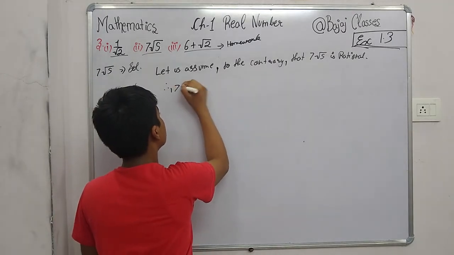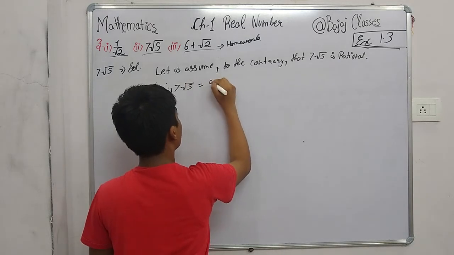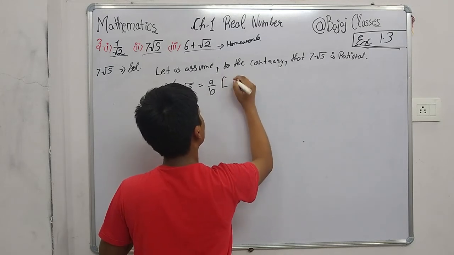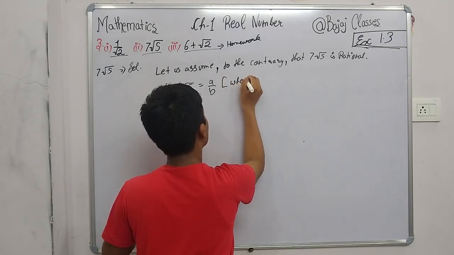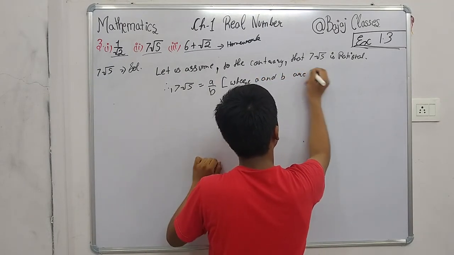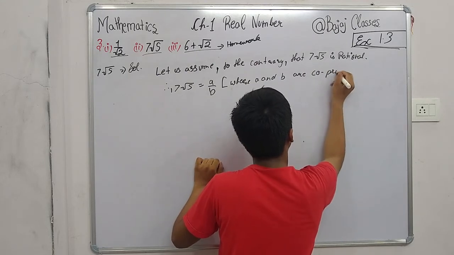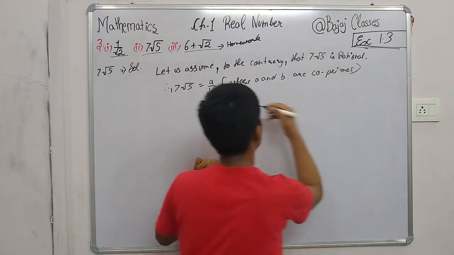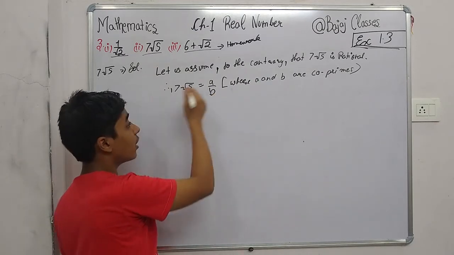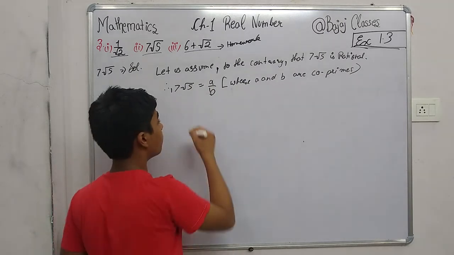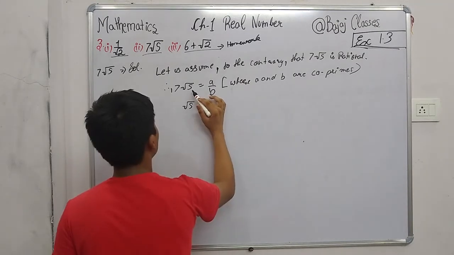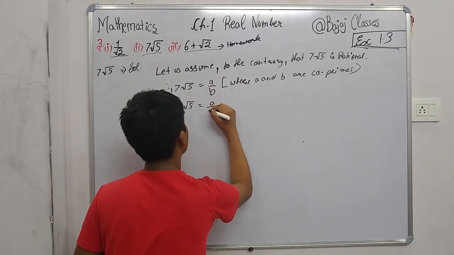Therefore 7 under root 5 equals a by b, and the same process where a and b are co-primes. We have taken them as co-primes, and they are in the fraction form p by q, where q is not equal to 0. So by this we have taken this as a fraction. This will be a rational number. So what will be done? We will take this 7 here. So under root 5 equals a by 7b.